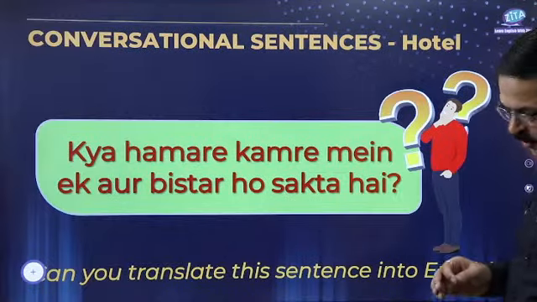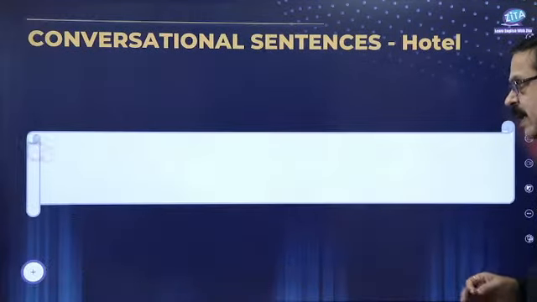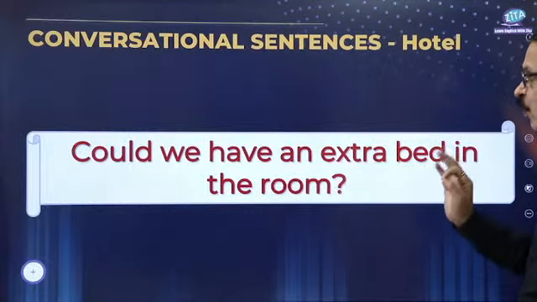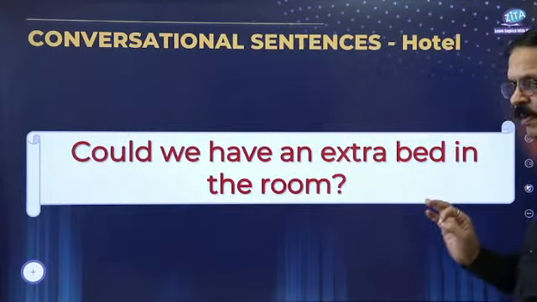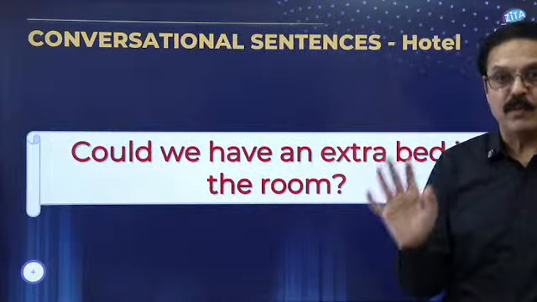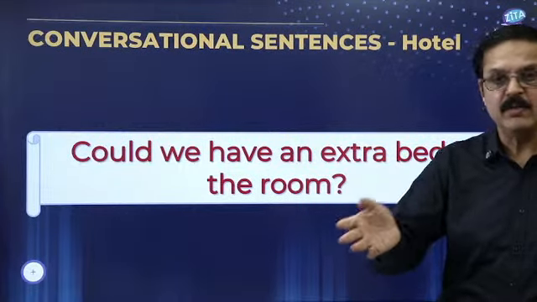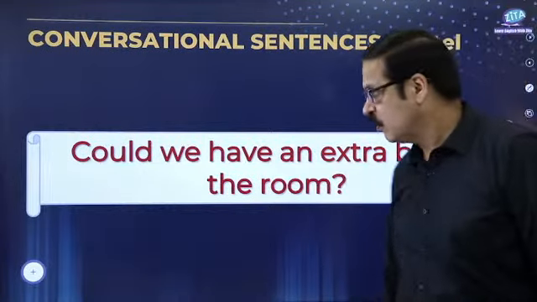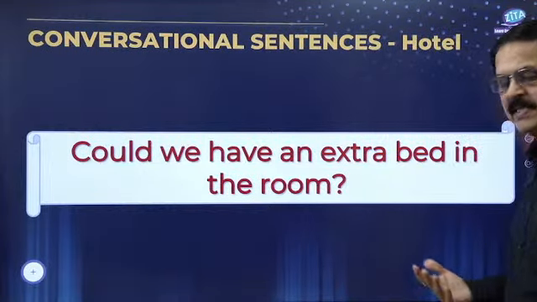And now this is what you should always remember. अगर वहां पर एक्स्ट्रा लगा रहे हैं, so it should be an, not a. Could we have an extra bed in the room? Now remember, we can also use can, we can also use could. Can informal होता है, could formal होता है, polite होता है. So there you can use both. You can use can informally and you can also use could. So could we have an extra bed in the room? You can say that. Yeah?